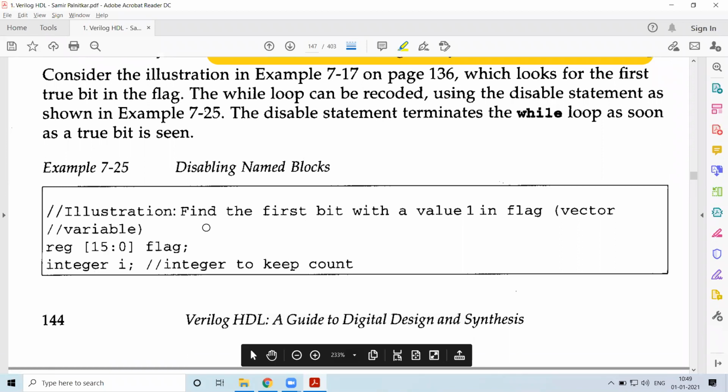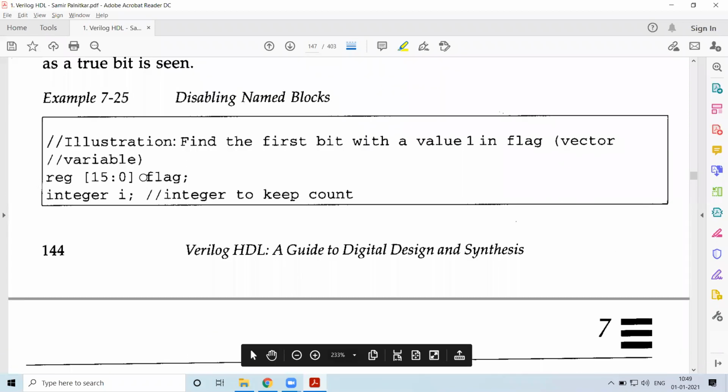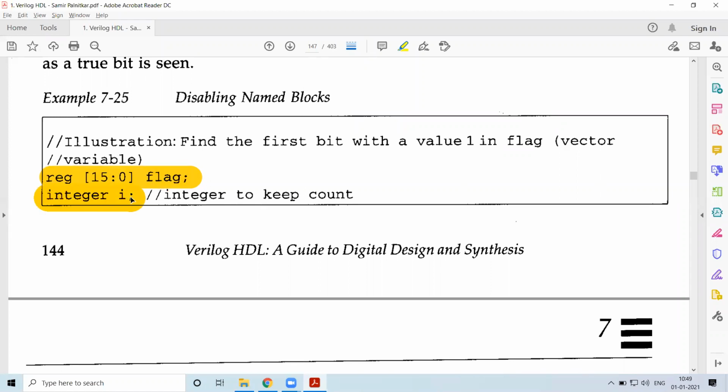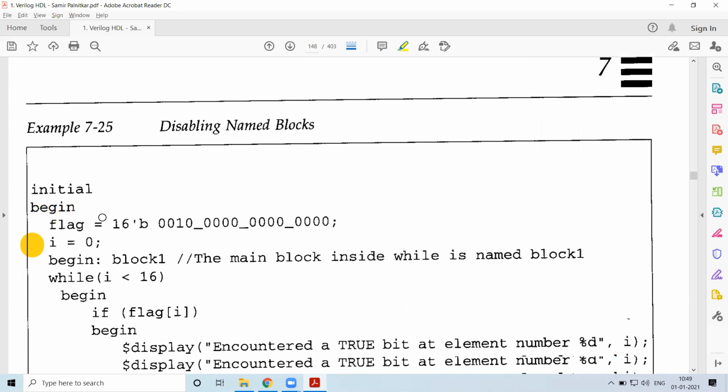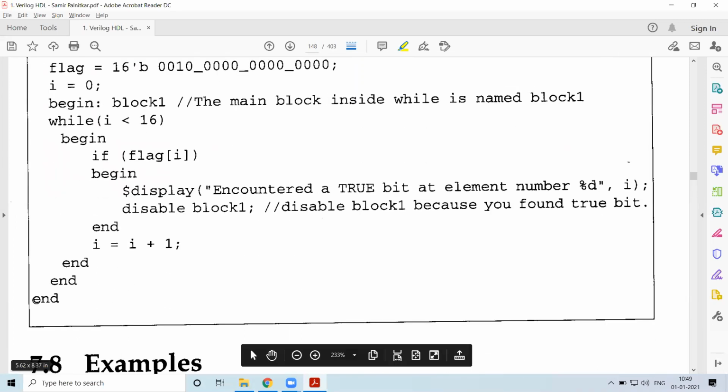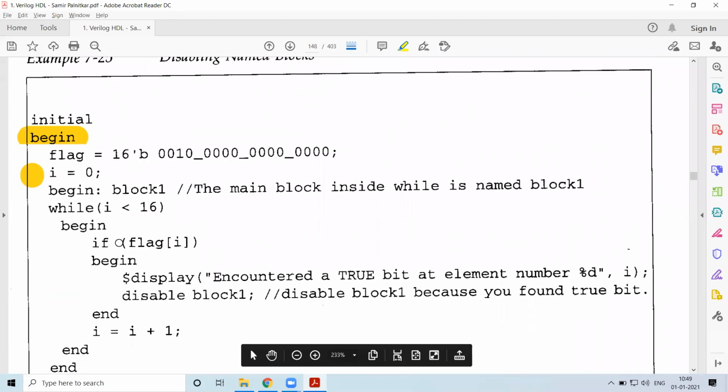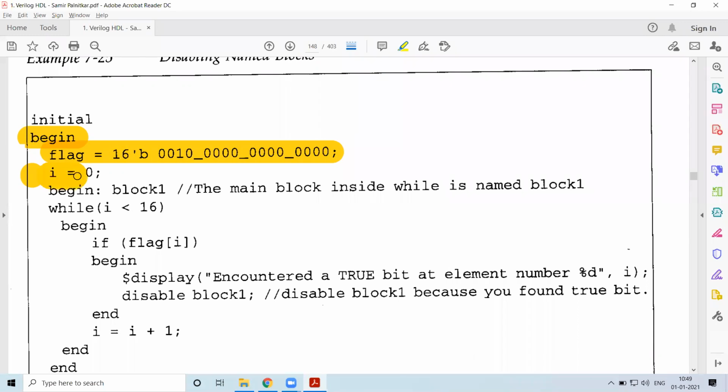So here we have an example. So here we have declared a register, then an integer is specified. So here you have an initial block, begin and end. So this one is sequential. So you assign some value to the flag. Then I is the count he is using. Then here is the block name you are specifying. The main block which is inside while is named block 1.